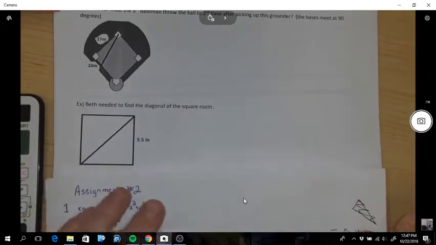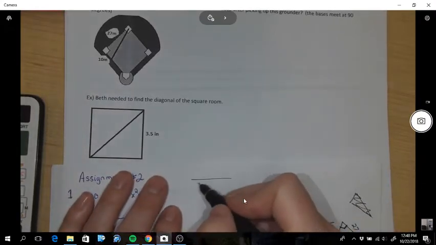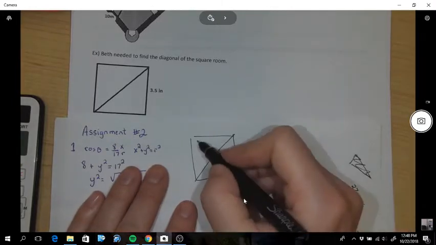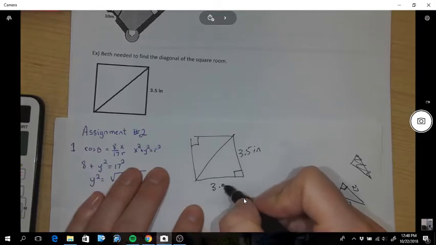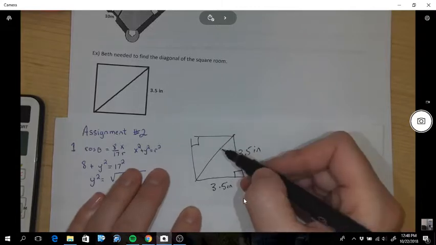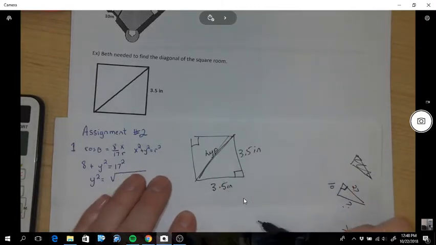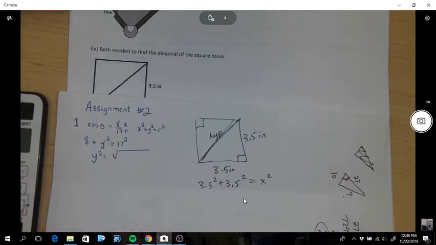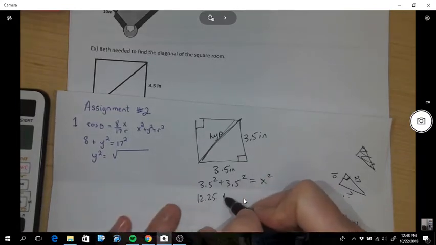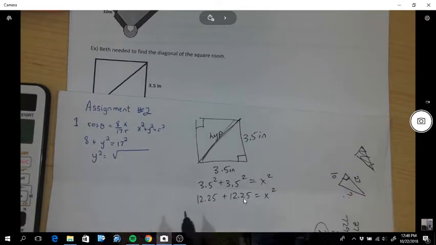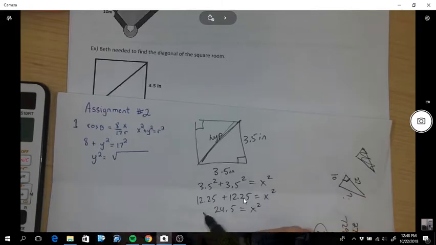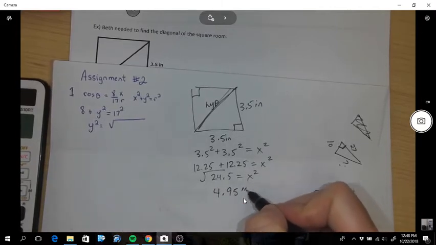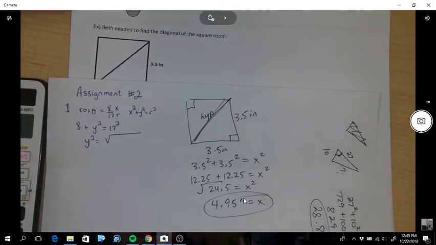Okay, last example. Beth needs to find the diagonal of this square room. Okay, so that's all that's given, and then square room. I know that if it's square, it means that both of those are the same. So I'm finding a hypotenuse, right? So that means I'm adding in the formula. So 3.5 squared plus 3.5 squared is the distance squared across there. So 3.5 squared is 12.25. So that adds to 24.5. So I square root it. So the square root is 4.95 inches. All right.